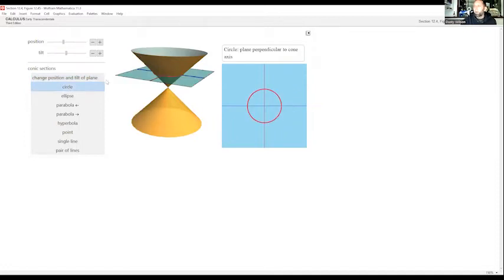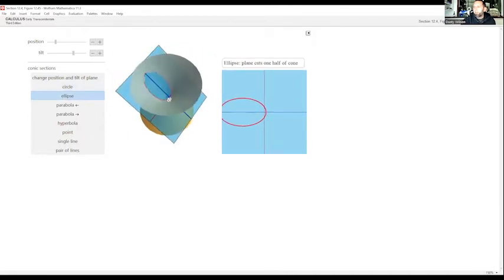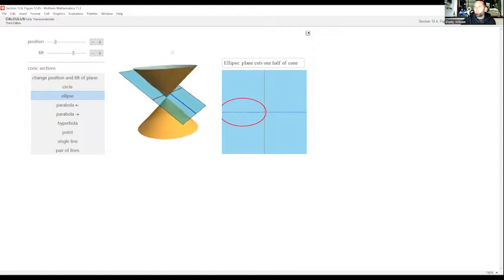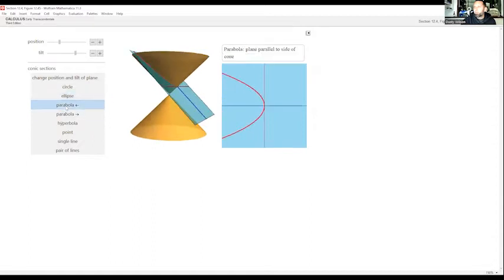So a circle is what happens when you cut horizontally. An ellipse is what happens when you cut at an angle, but not too steep an angle. We want to make sure that we are cutting right through the cone. You can get parabolas pointing to the left.